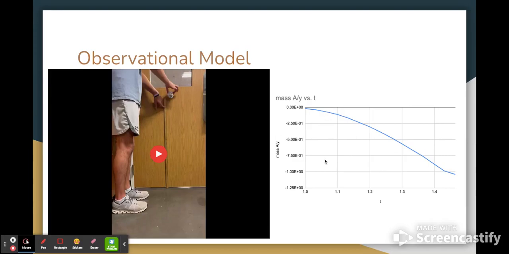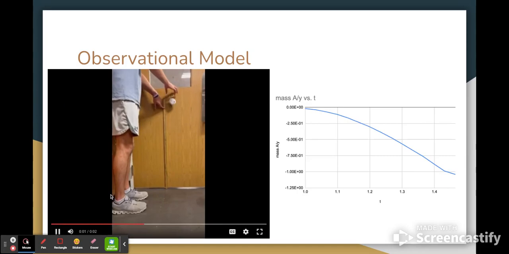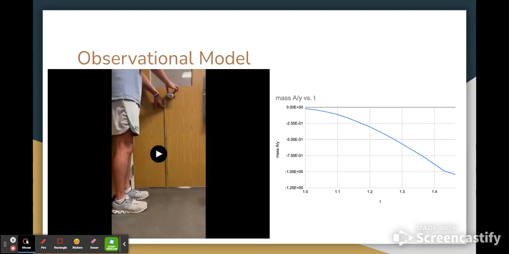This is the observational model, and here's a brief video. That is the falling object for this lab, and this is the data from Tracker from this video plotted on a graph. As you can see, it's a negative slope because the object's y position is decreasing because it's falling, and it is almost linear. It gets more linear as it goes on, and this is because of the terminal velocity stated earlier.